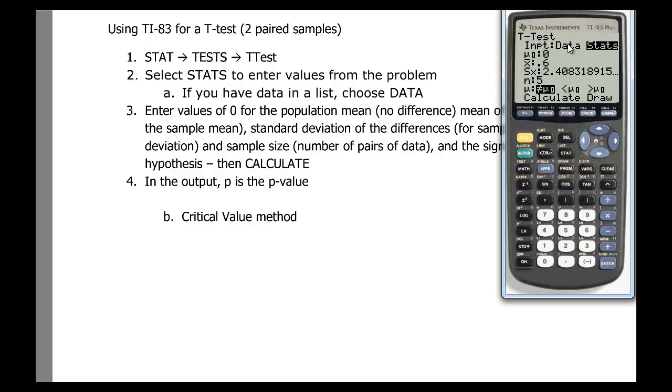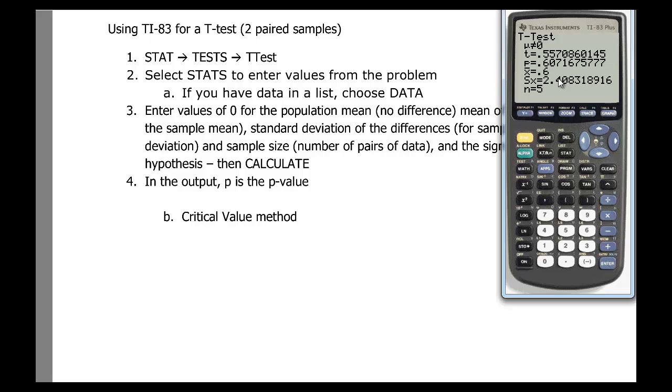In this case, since I have data in list 3, I'm going to go ahead and show you how to do that one. So if we use data, the mean of the differences from the null hypothesis is 0, so we're going to keep that. The list of our differences is in L3, so we need to change this to list 3. Frequency, we're always going to leave at 1. That means we're just counting the list once. Our alternative hypothesis was looking for not equals, and we can calculate.